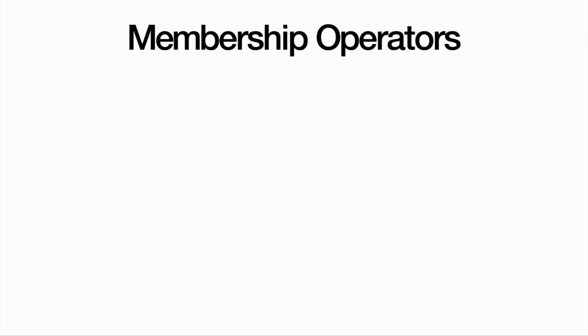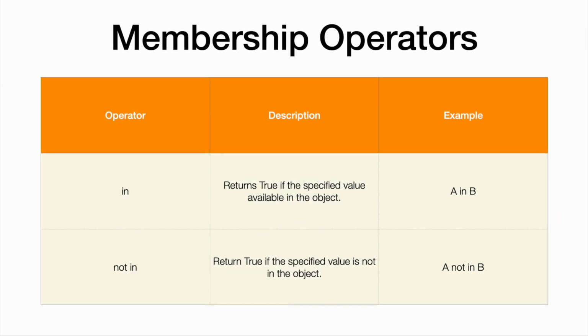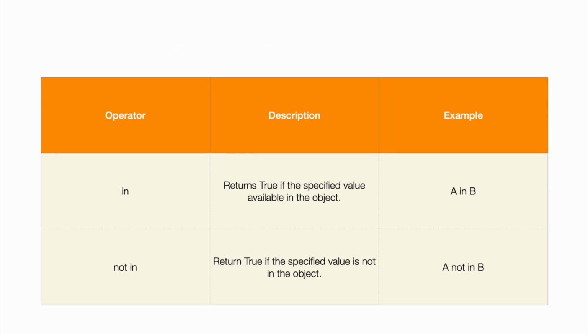The next operator is the membership operator. Membership operators are used to test if a sequence is present in an object or not. In membership operators, we have in, not in. In returns true if a sequence with the specified value is present in the object. Not in will return true if a sequence with the specified value is not present in the object.